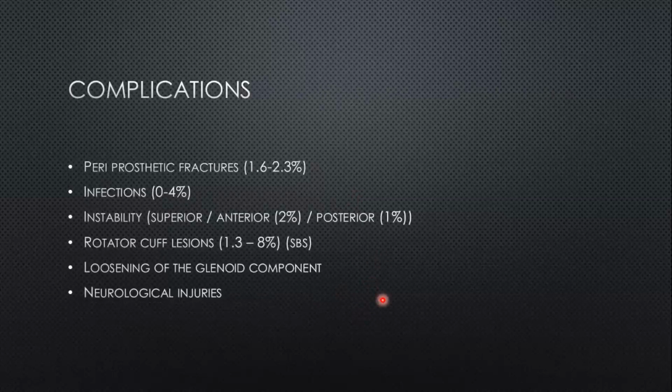So of these complications, the loosening of the glenoid component is the most prevalent. Then we have periprosthetic fractures, also stress fractures like the acromion fractures or the glenoid component wear fractures. Then we have infections and instability and rotator cuff lesions, especially in cases like overstuffing and if the subscap is not appropriately repaired post-surgery. So all these problems are also noticed.